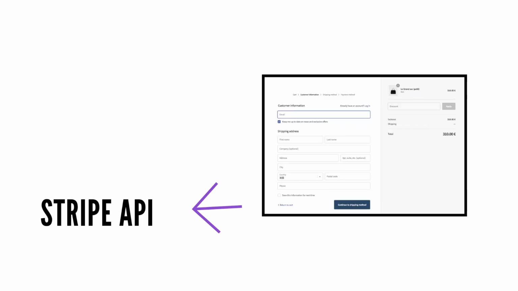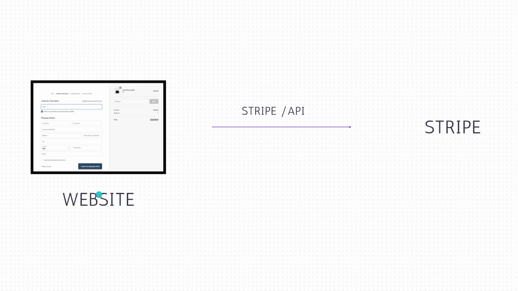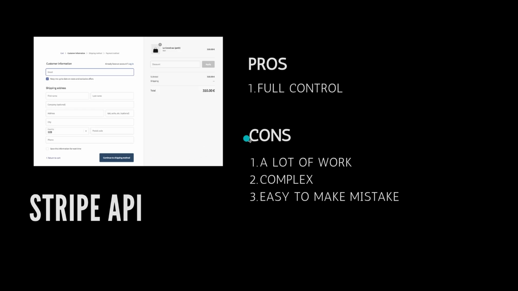And then you have Stripe API. Good thing about Stripe is that whatever you can do with Stripe SDKs, the Stripe packages, you can also do them using just Stripe APIs. So here's how it works. So this is your website, and you will send all the necessary data to Stripe using their APIs, and Stripe will handle the rest of the payment. So the upside of this is that you have full control. You have all the control you need. And the downside of this is that you have a lot of work to do. It can be very complex and it's easy to make mistakes.